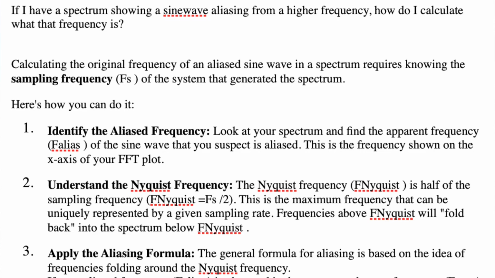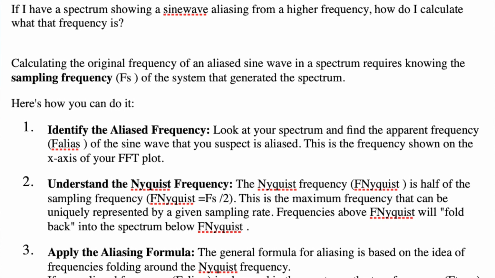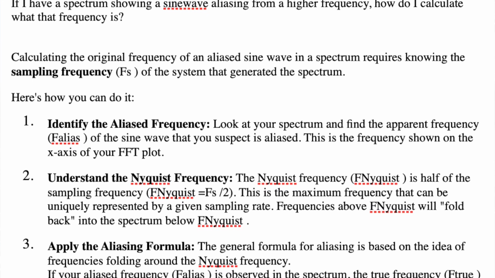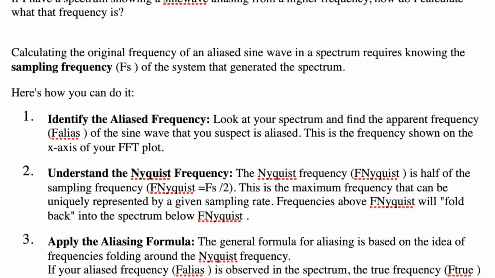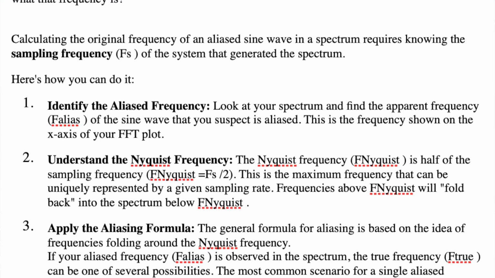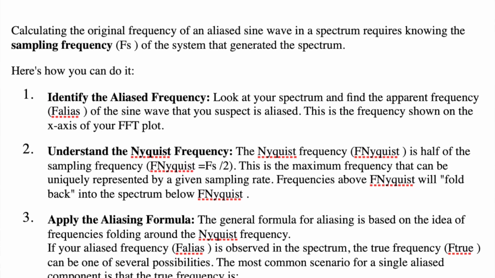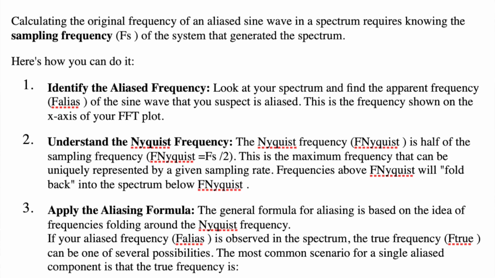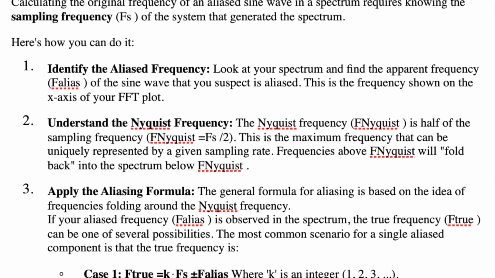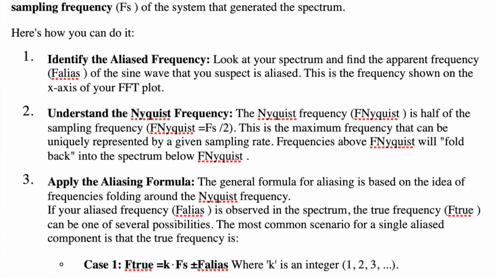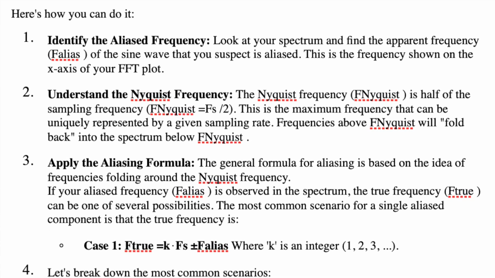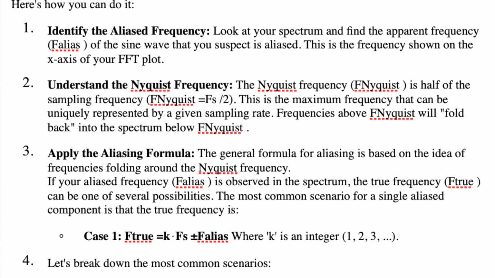So here it is. I said, I have a spectrum showing a sine wave aliasing from a higher frequency. How do I calculate what frequency it is? Calculating the original frequency of an alias sine wave in a spectrum requires knowing the sampling frequency, f sub s, of the system that generated the spectrum. Here's how you can do it. Identify the aliasing frequency. Look at your spectrum and find the apparent frequency, f alias, of the sine wave that you suspect is aliased. This is the frequency shown on the x-axis of your FFT plot.